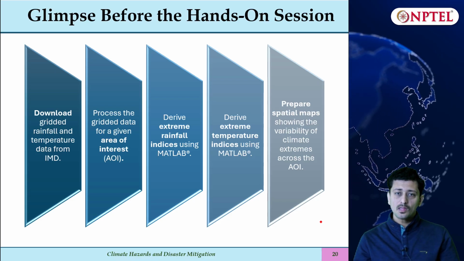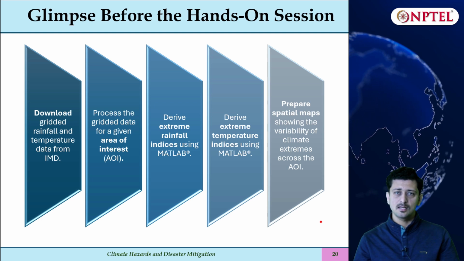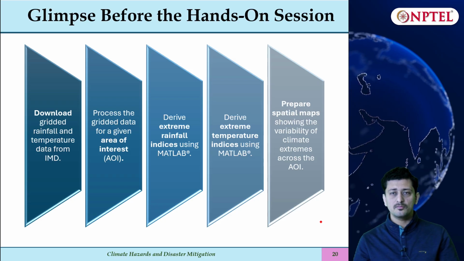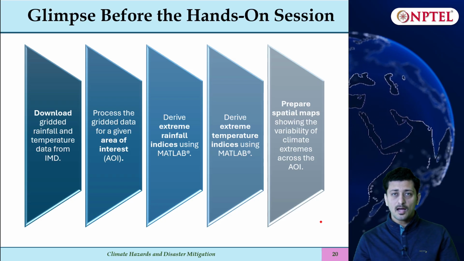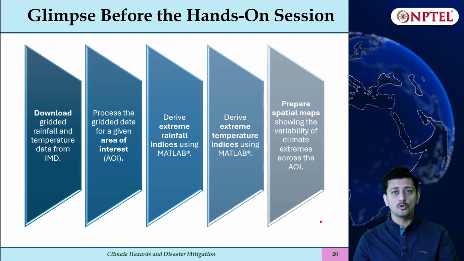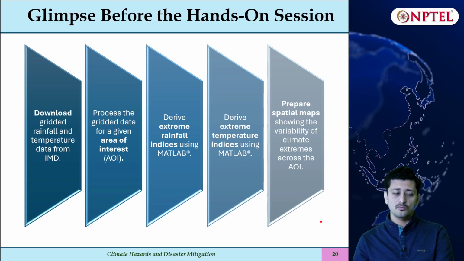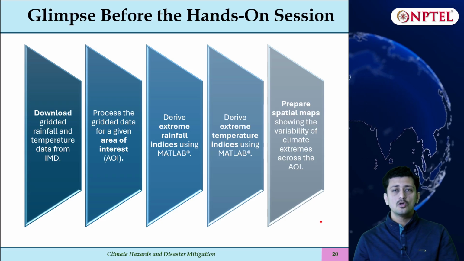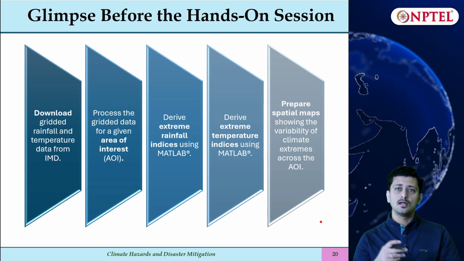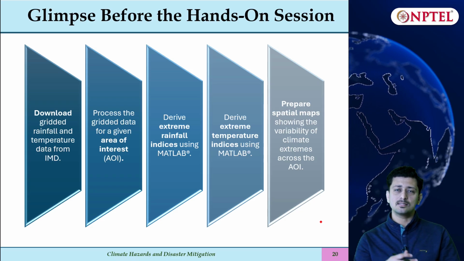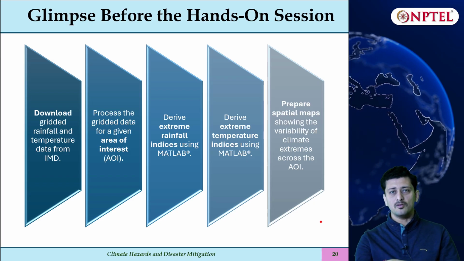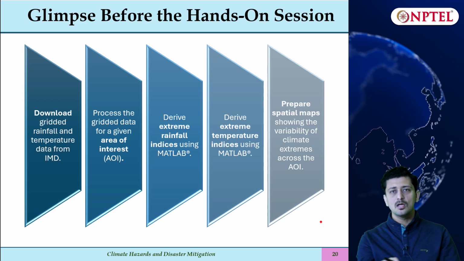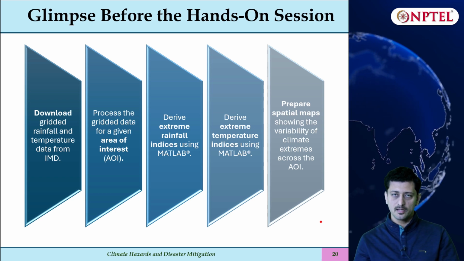And lastly, after deriving these indices over a period of time, we can prepare spatial maps to show the variability of these climate index extremes. So we can identify which regions are more prone to heat waves, which regions are more prone to floods, which regions are more prone to cold waves, and also prone to droughts. So that can help us in pre-disaster planning, that we have identified that these regions are prone, and whatever relief operations have to be carried out, we have to carry out considering these particular regions.